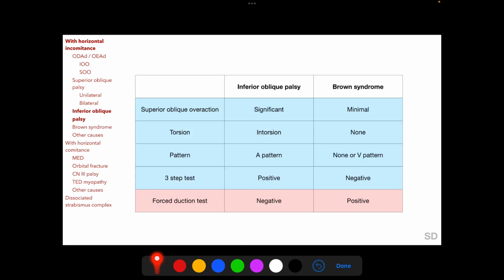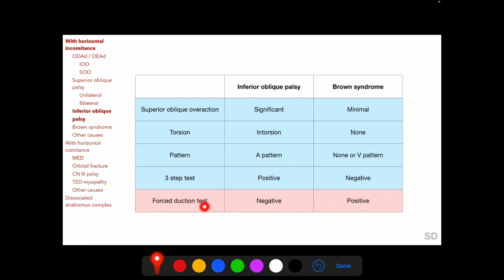So we need to differentiate an inferior oblique palsy, in which there will be weak elevation of the affected eye in adduction, from Brown syndrome, where there will be restricted elevation of the affected eye in adduction. In inferior oblique palsy, there will be superior oblique overaction which will result in intorsion and an A pattern, and the three-step test will be positive in inferior oblique palsy.